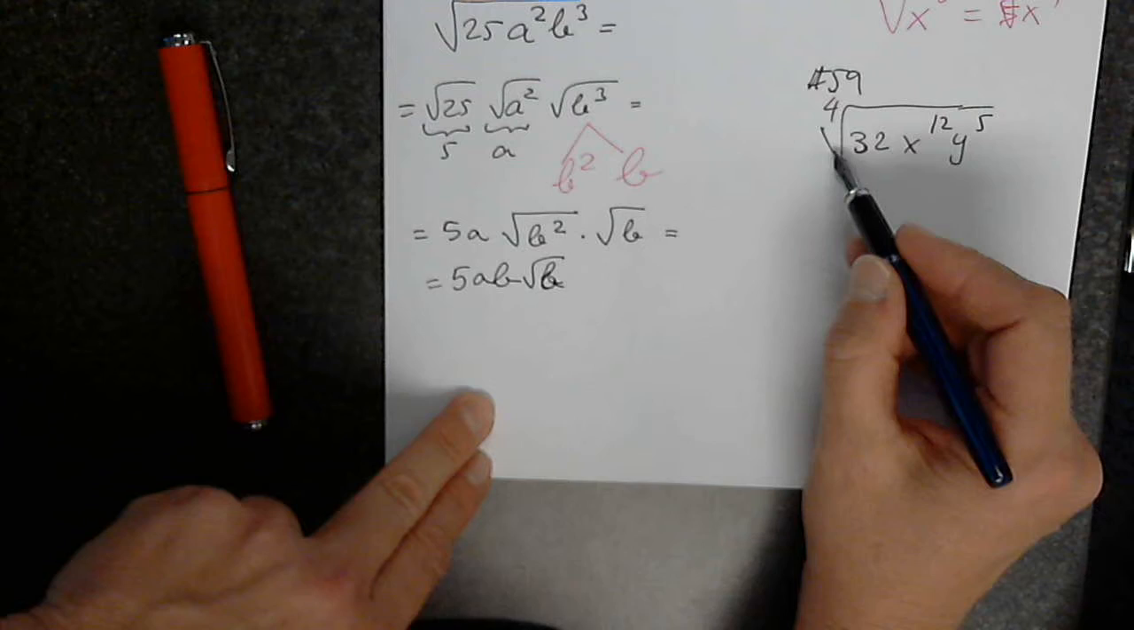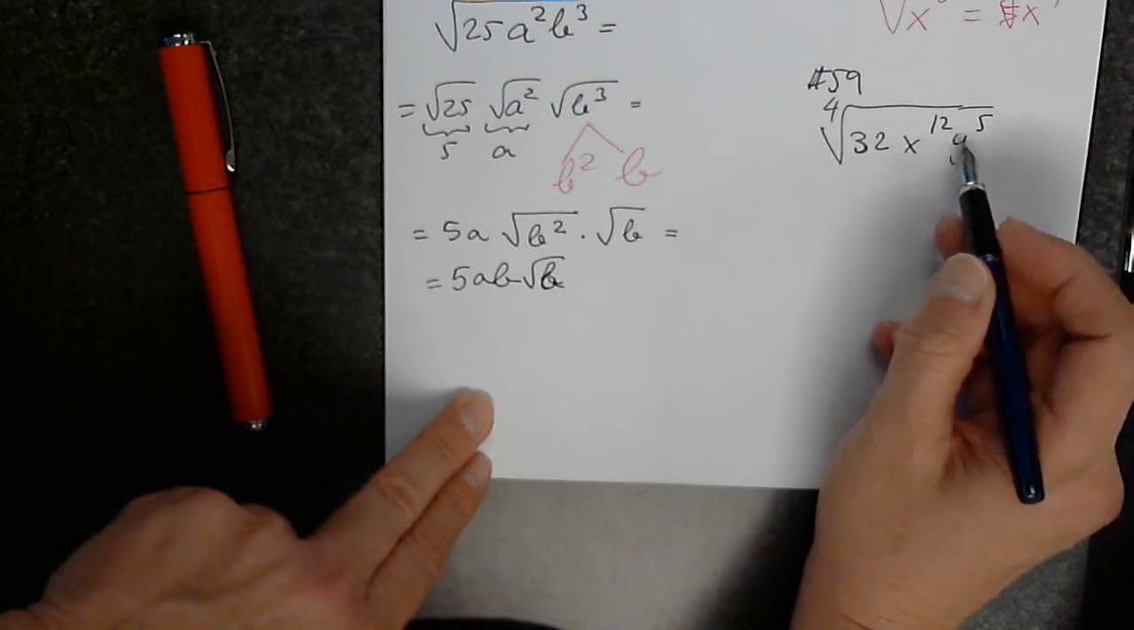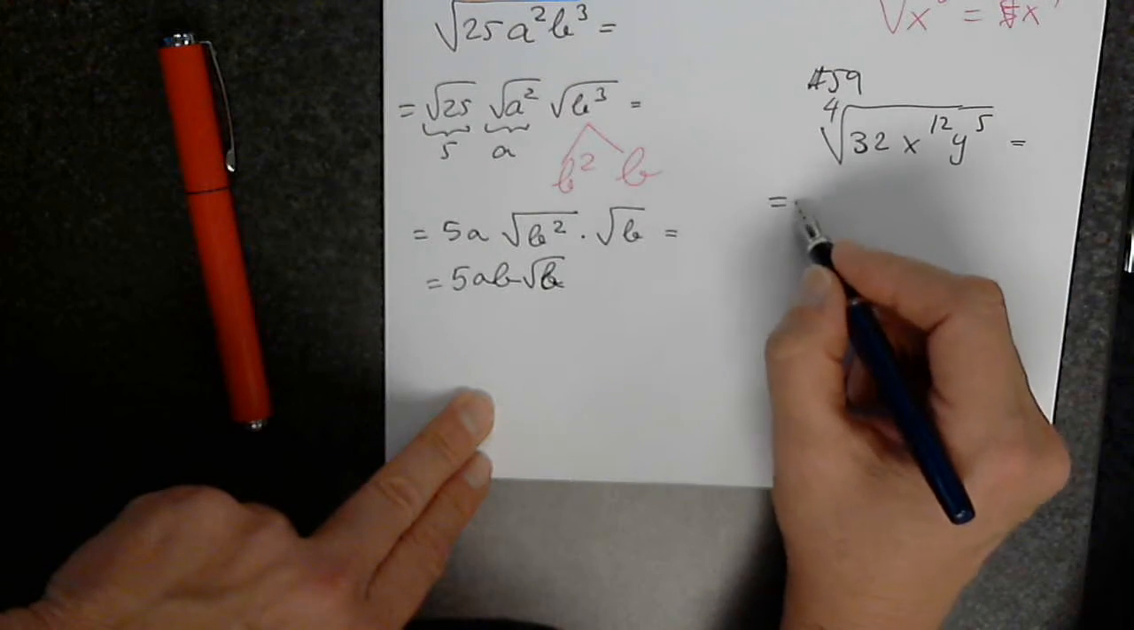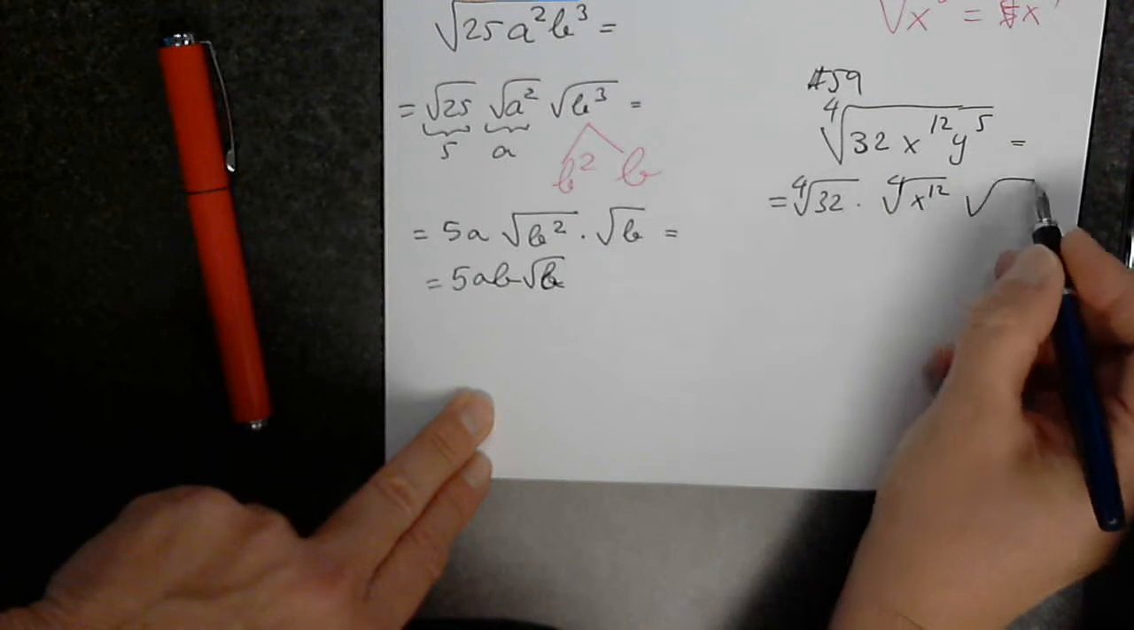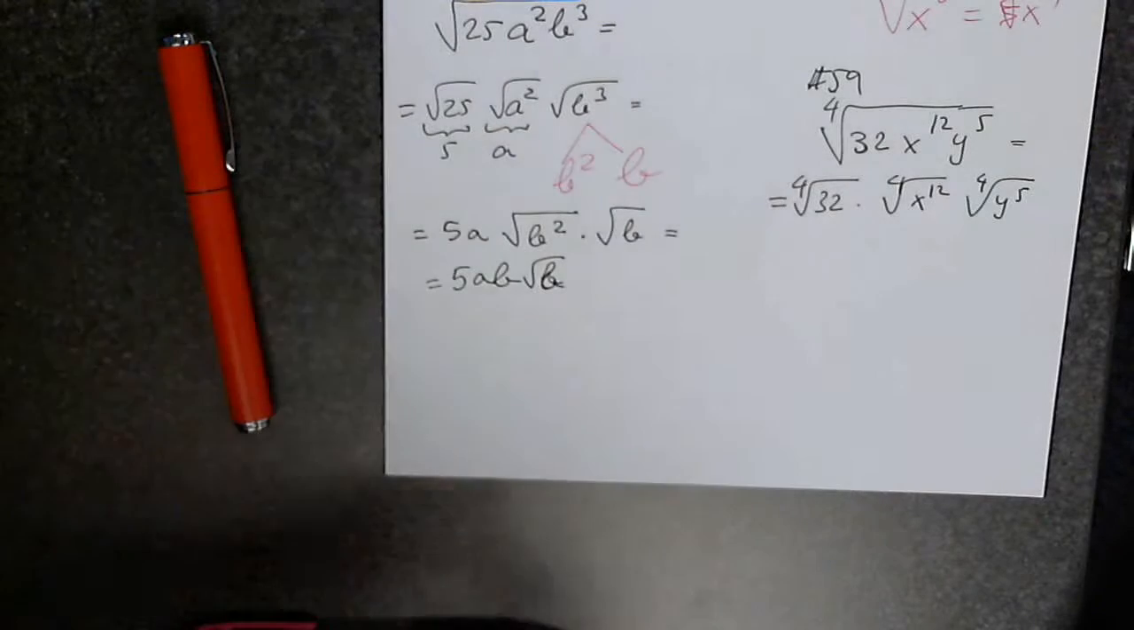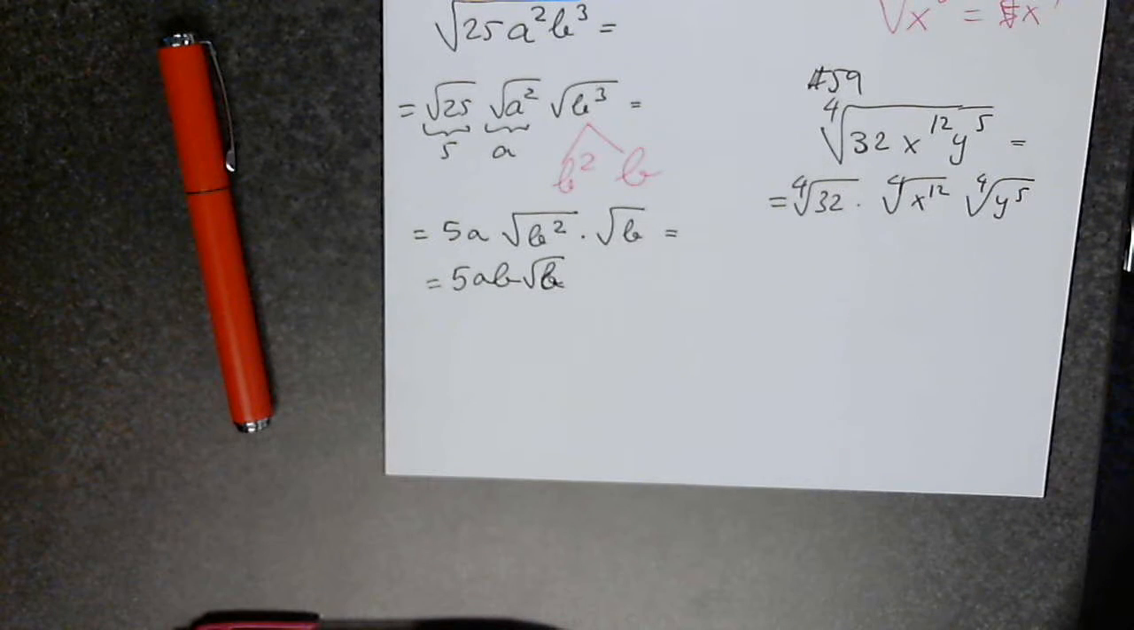59, the 4th root of 32, x to the 12th, y to the 5th. I know you're going to do this, I hope, first. And I'm just going to ask a question and then shut up for you to work on this. Which of these three radicals is friendly?